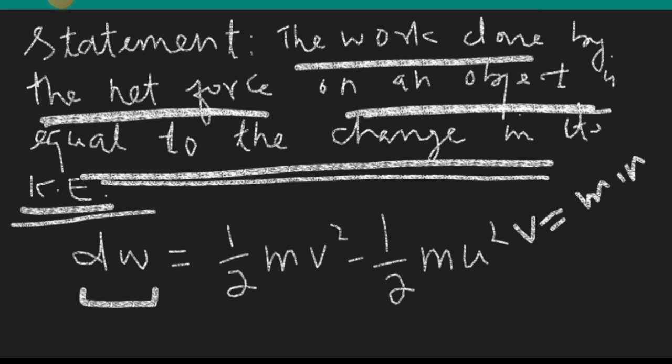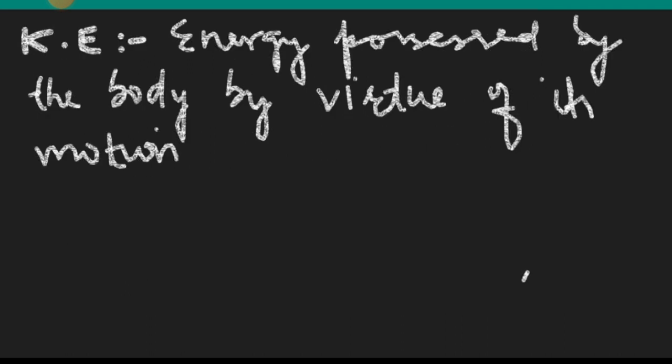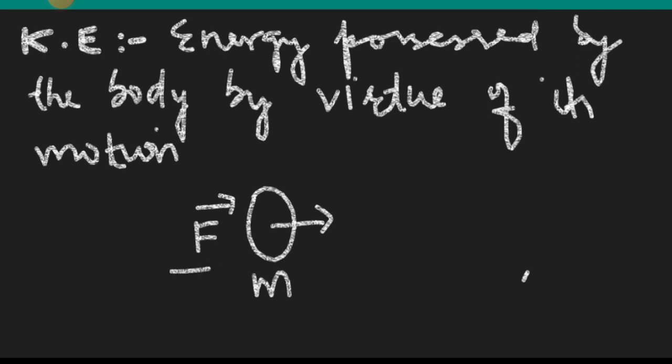So let's first demonstrate the kinetic energy of an object. Its definition is energy possessed by the body by virtue of its motion. Suppose an object is here and we are going to apply some force on it, suppose F, and the mass of the object is m. On applying the force F, the body will go under a change.